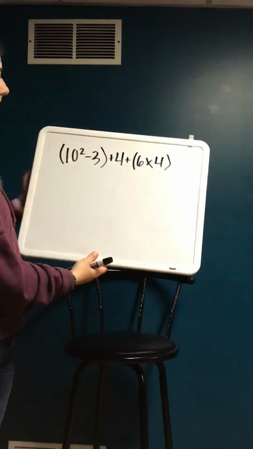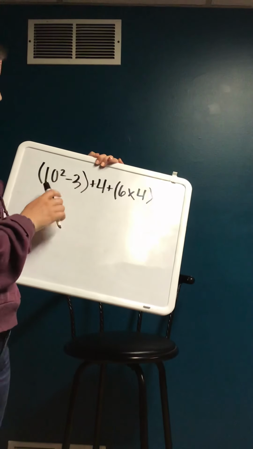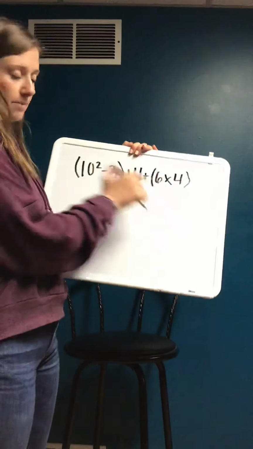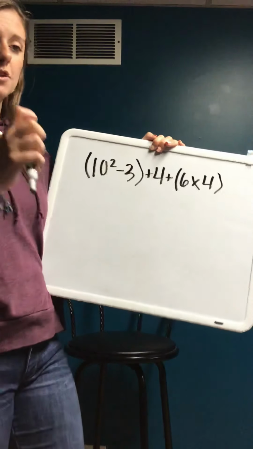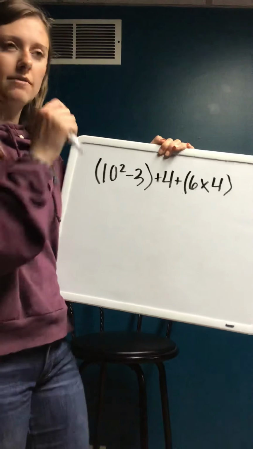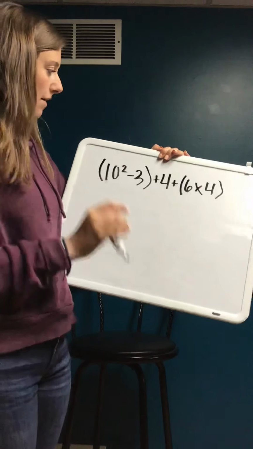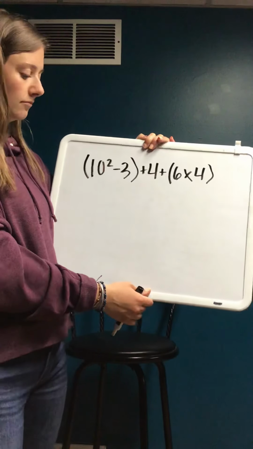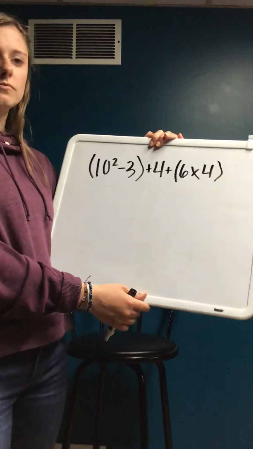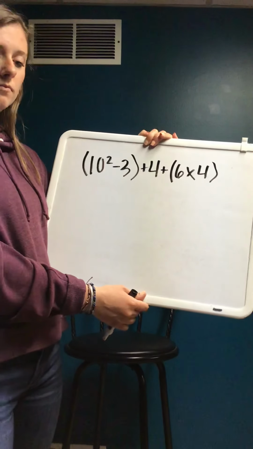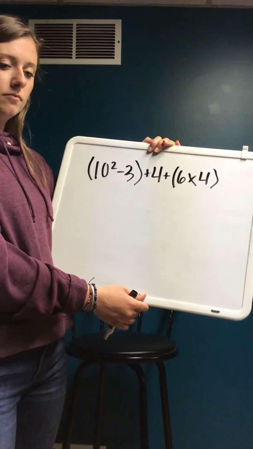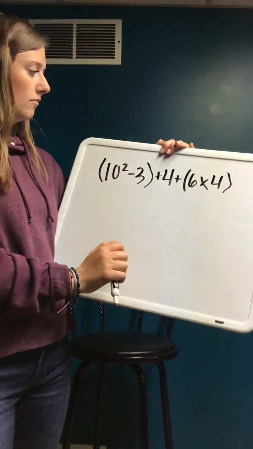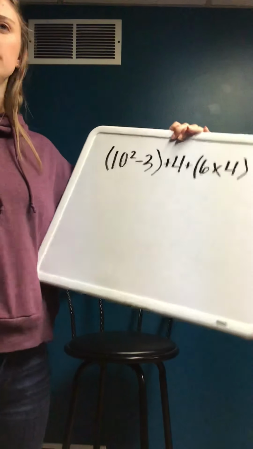Okay, so we have 10 squared minus 3 plus 4 plus 6 times 4. Okay, so pass your whiteboard to the next table mate and have them work it out as everyone talks about it. Okay, show me your whiteboards.